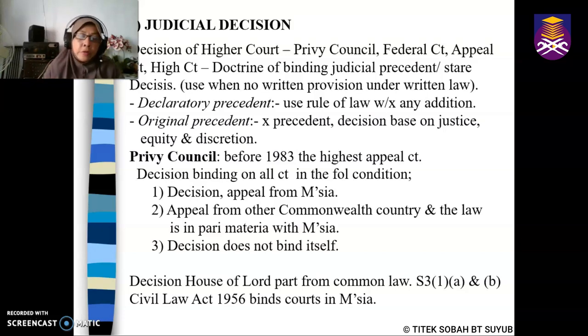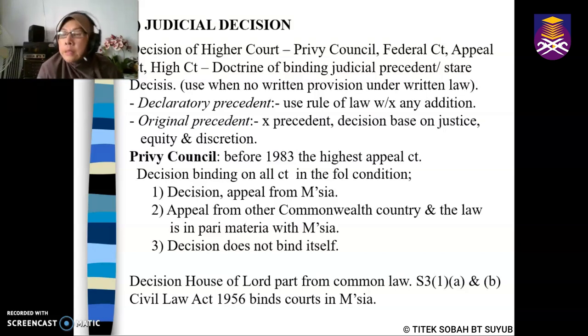So before 1983, if you go on appeal, now we can go up to the federal court level. After federal court, we cannot appeal anymore. But previously, before 1983, after you go to the federal court, you can still appeal at the Privy Council. The Privy Council is in England. However, in 1983, the law was amended, so we are not allowed to appeal there. Meaning the highest appeal court at the moment is only the federal court.